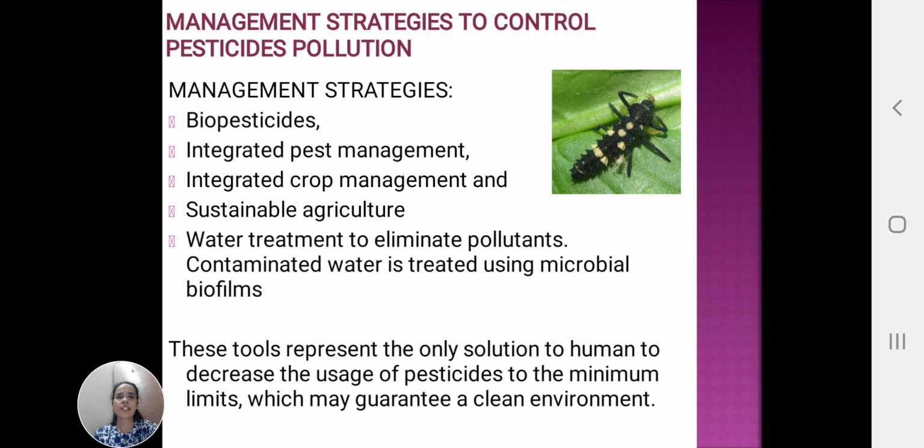This tool represents the only solution for humans to decrease the usage of pesticides to minimum limits, which may guarantee a clean environment. Ultimately, we have to restrict ourselves in the use of pesticides to maintain a clean and better environment, as these persistent, low degradable chemicals, though beneficial for us, have harmful effects that are long lasting.